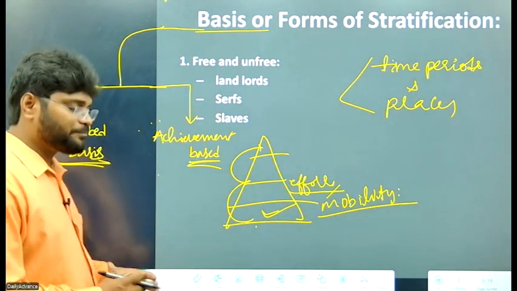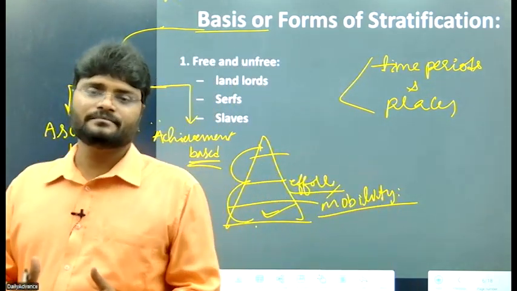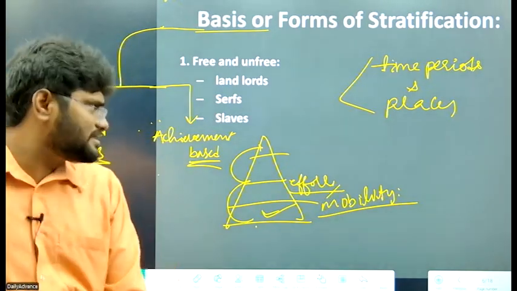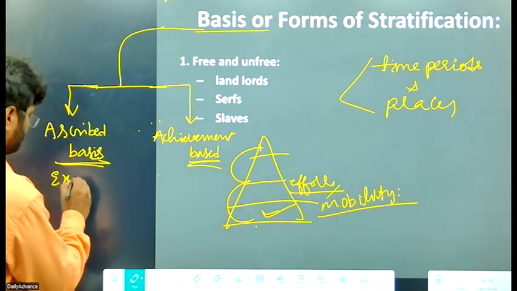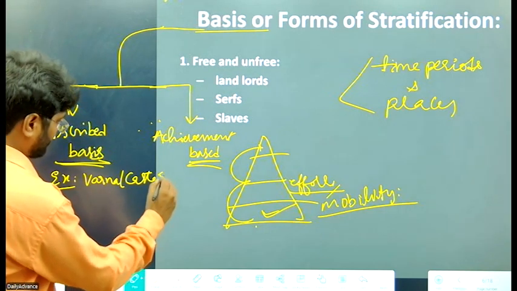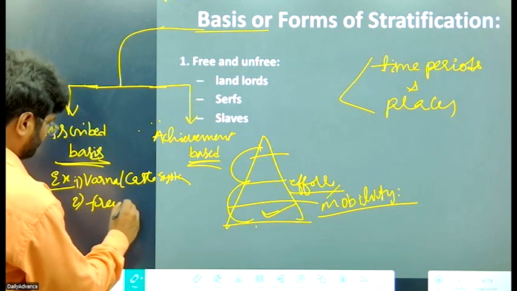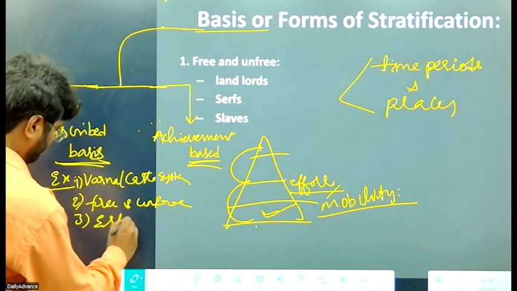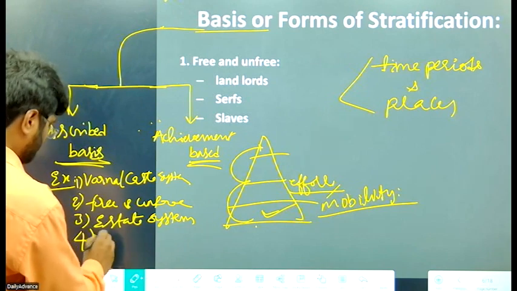In a society where the place in the stratification is fixed by birth and is not allowed to change, we call that ascribed-based stratification. The best examples here are the Varna or caste system in India, the second one is free and unfree, the third one is the estate system, and the fourth one is the ruling class.